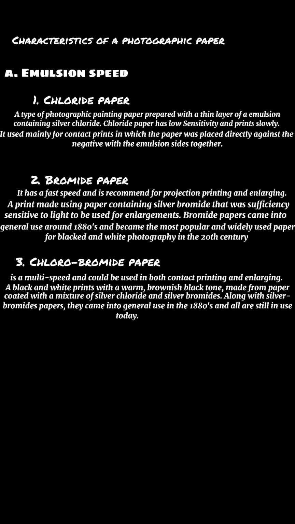Emulsion speed. In photographic paper, emulsion speed has three types: the chloride paper, bromide paper, and chlorobromide paper. Chloride paper is a type of photographic printing paper prepared with a thin layer of an emulsion containing silver chloride. Chloride paper has low sensitivity and prints slowly. It was used mainly for contact prints in which the paper was placed directly against the negative with the emulsion sides together.